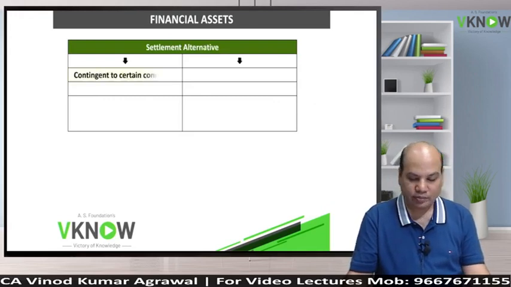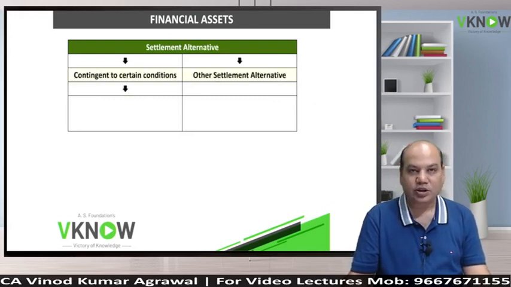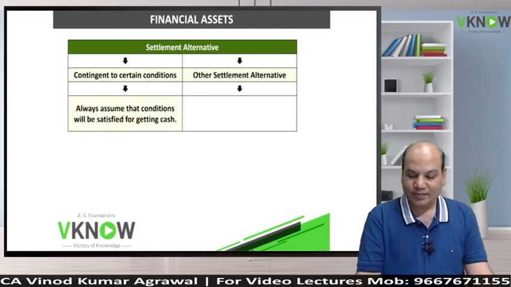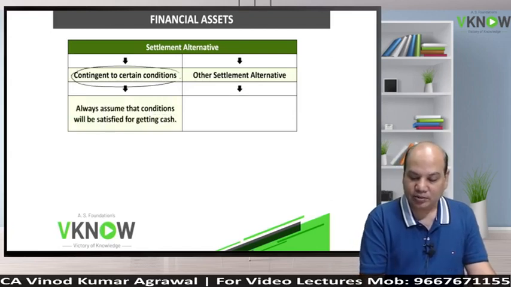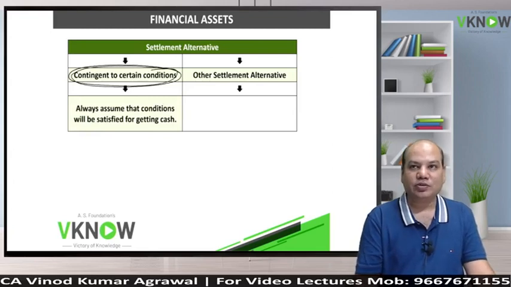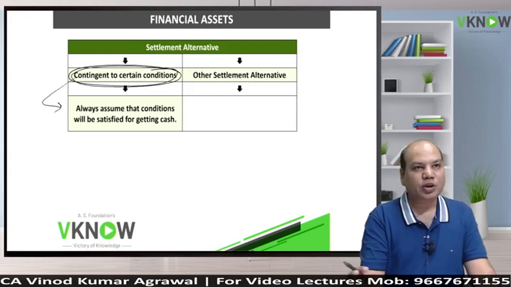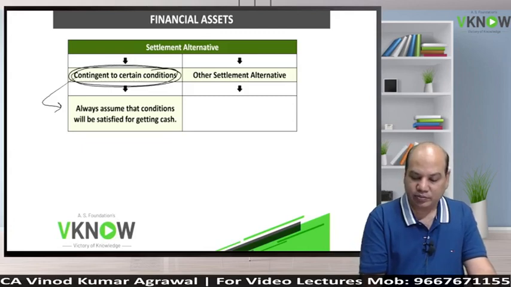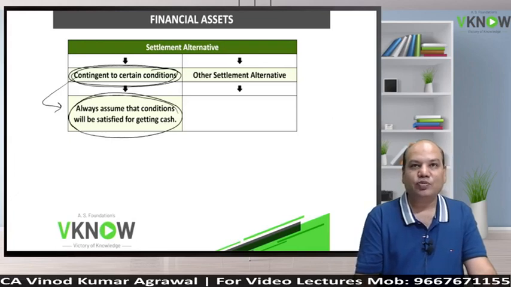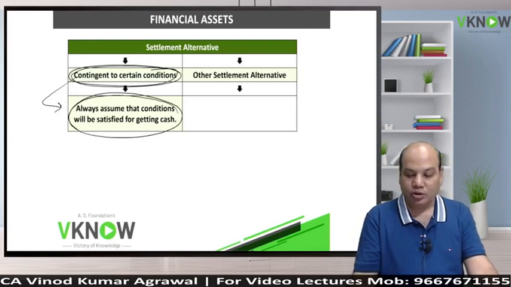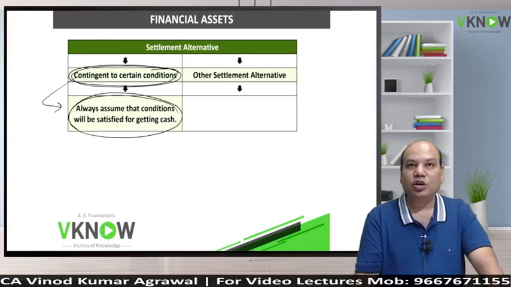Settlement alternative. If it is contingent on certain condition, sometimes the payment will be made subject to certain condition. Amount will be paid if the EPS of the company is 20 rupees per share. In that case, we will assume that the condition would be satisfied. But here one thing we have not written in the book. If the contingency is not genuine, then we don't recognize it.